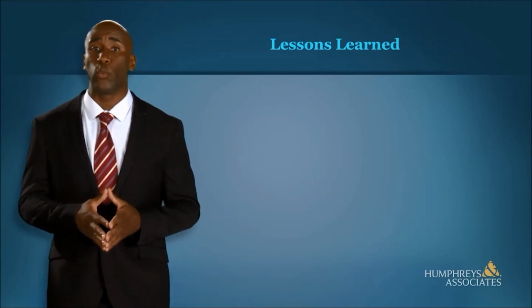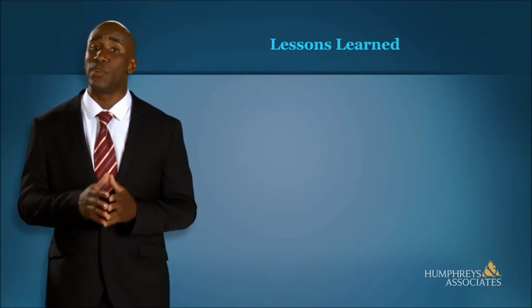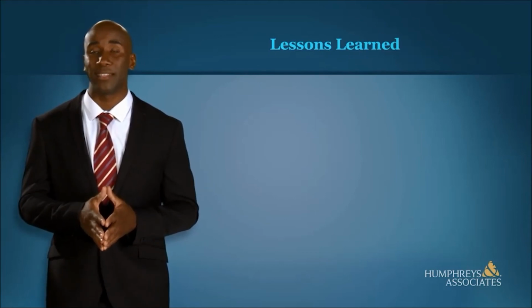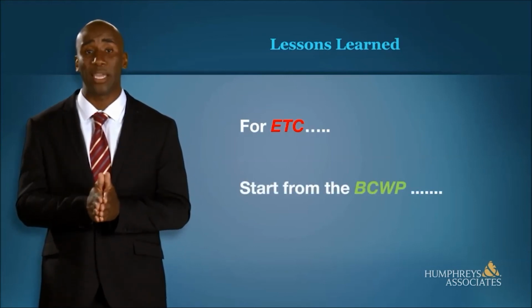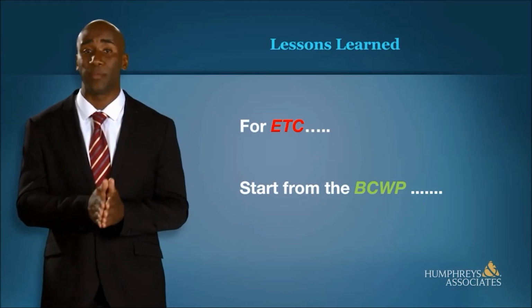Once constructed, the EAC quality will be tested by the use of mathematical estimates. A significant amount of time will be spent on these mathematical estimates, and some fairly interesting comparisons can be drawn from them. Here's a lesson learned when developing an EAC. Do not just look at what has been spent to date. An estimate to complete starts with what has been accomplished and determining the work remaining to be accomplished. That's why it is important to start from the BCWP, not the ACWP, when developing EACs.